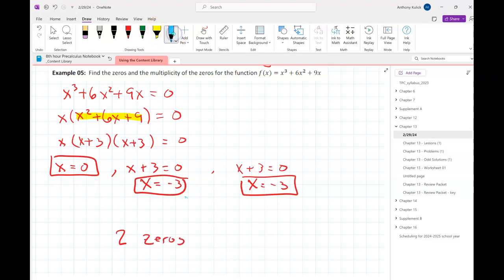Because notice that negative 3 occurs twice. When that happens, we have a name for this. We say that this solution has multiplicity 2, or multiplicity of 2 would be fine. Everybody's okay there? Notice we only really got 2 zeros, but we got 3 solutions, right?